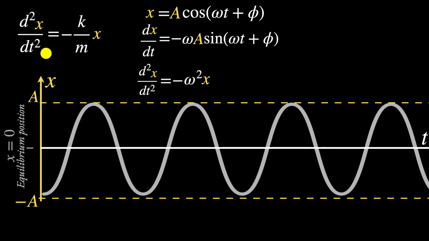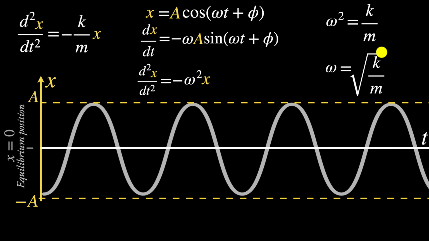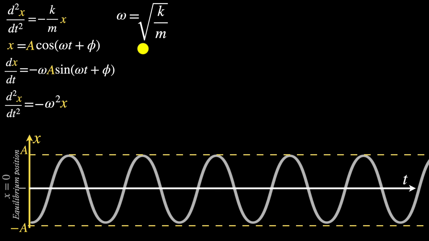And if I compare this with this, what do we notice? Well, we see that omega squared equals k over m. And so from there, we have found omega. That's the square root of k over m. Okay, but how do we figure out the period from omega?